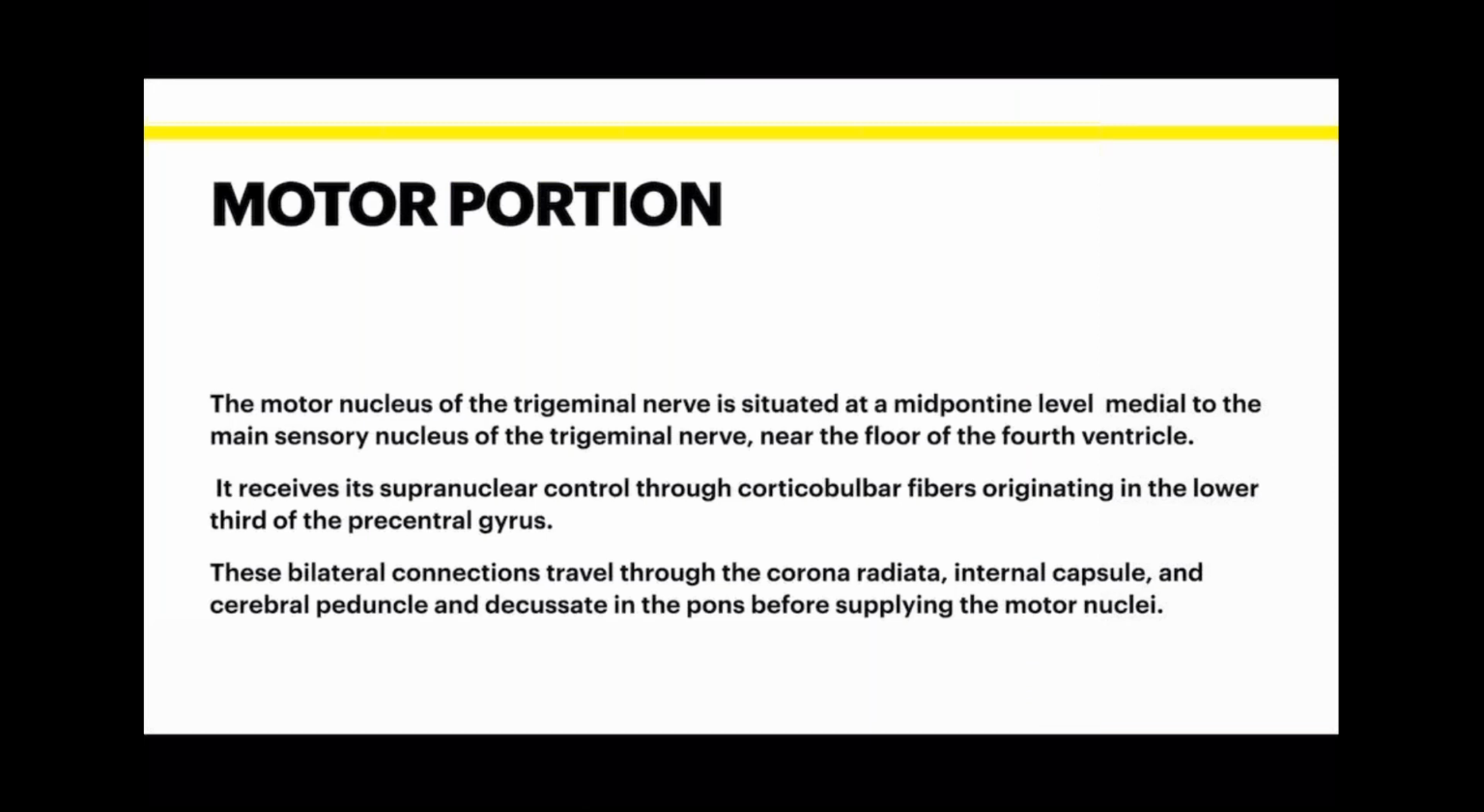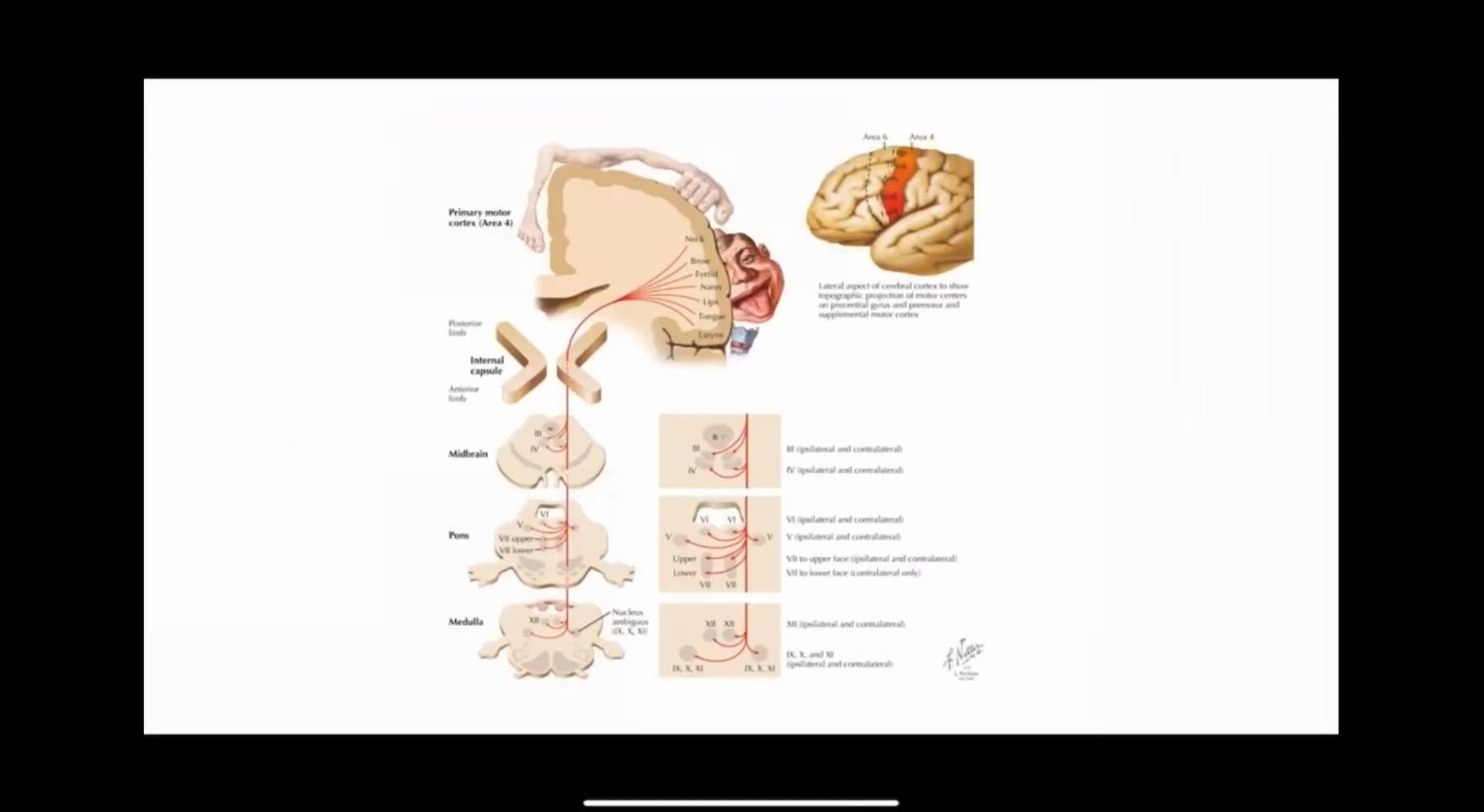The motor nucleus of the trigeminal nerve is situated in the mid-pontine level, medially to the main sensory nucleus, near the floor of the fourth ventricle. It receives the supranuclear control, of course, from the corticobulbar fibers from the lower third of the precentral gyrus, and it has bilateral connection going down through corona radiata, internal capsule, cerebral peduncle, down to the pons before decussation and supplying the motor nuclei. Of course, you will not remember anything unless we see a picture.